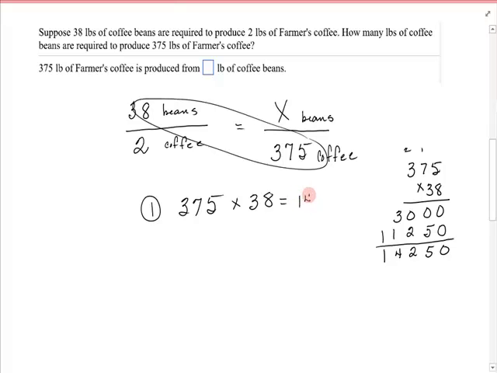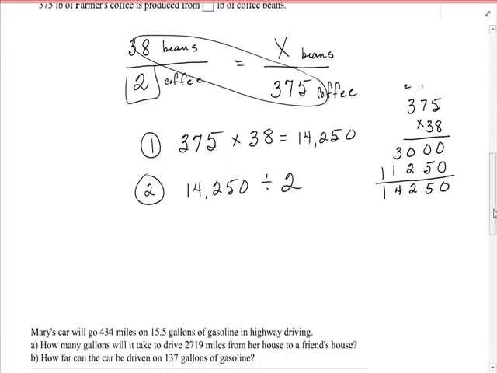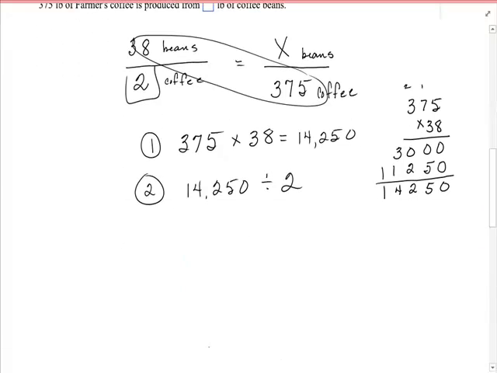It is 14,250. Step 2, divide by the other number. So I'm going to take 14,250 and divide it by 2. Okay, that's not as bad a division as I have sometimes. So I have 14,250, and I divide it by 2.